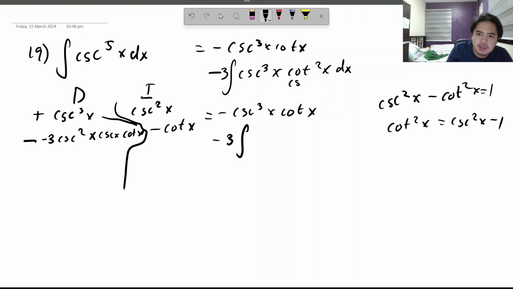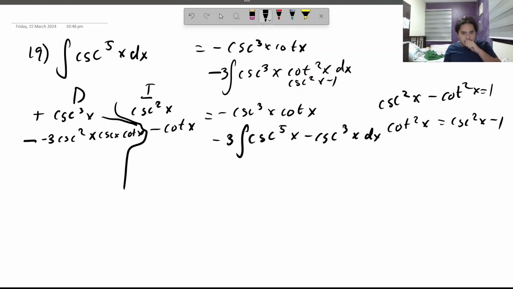So this becomes cosecant squared x minus 1. This becomes cosecant to the power 5x minus cosecant cube x dx. Now, negative 3 cosecant to the power 5x, we can put that to the other side, since this is cosecant to the power 5x dx there as well. So this is 1, then 3 going there becomes 4. So, 4 integral cosecant to the power 5x dx. Okay? 1 plus 3 is equal to 4.